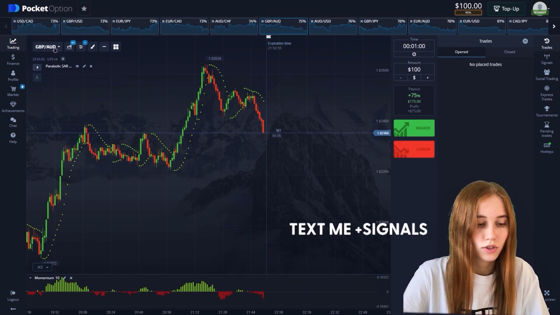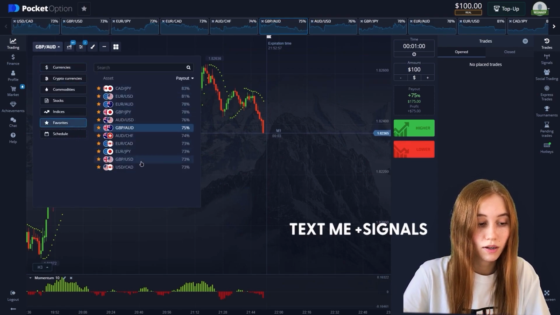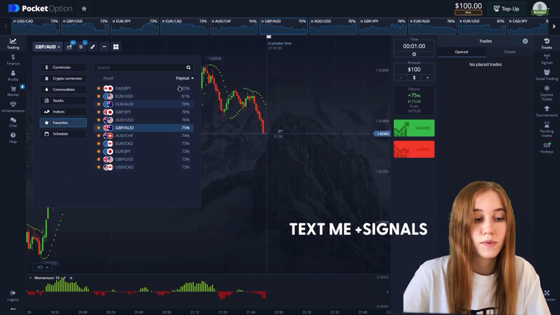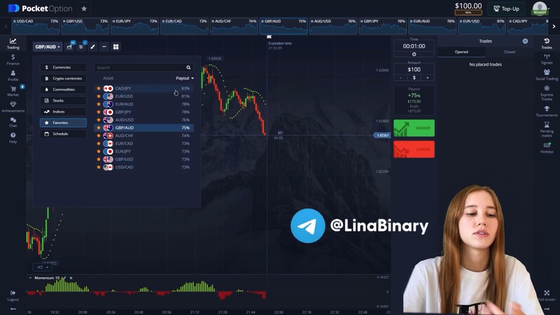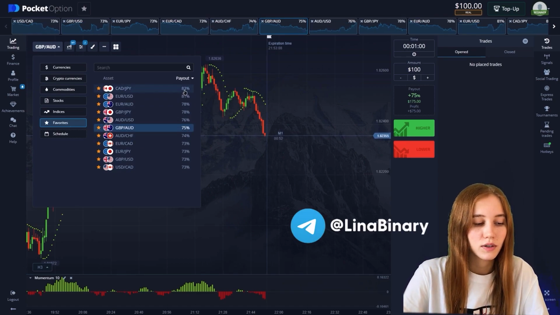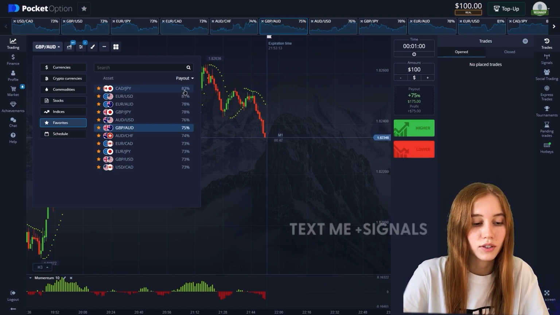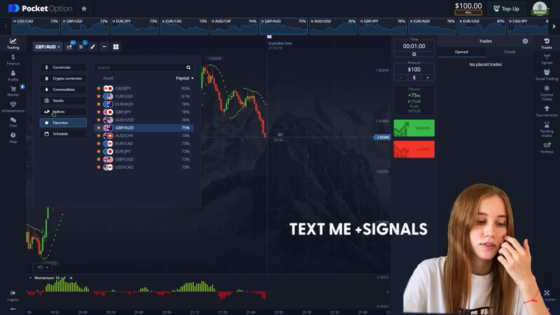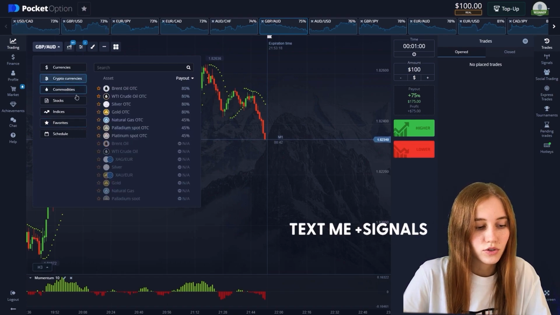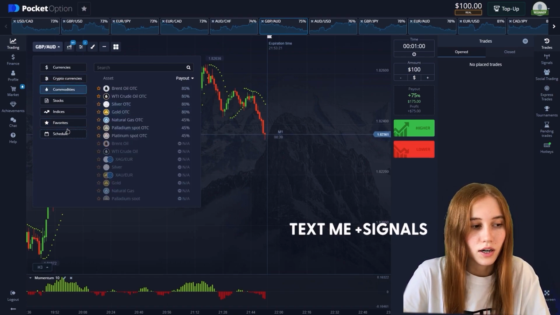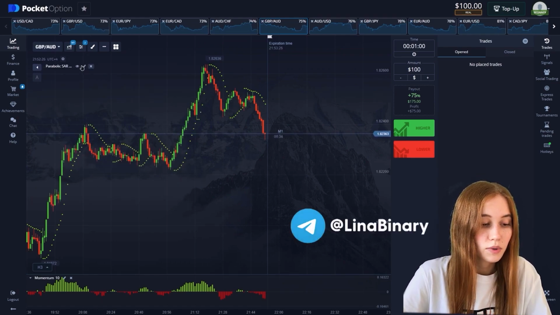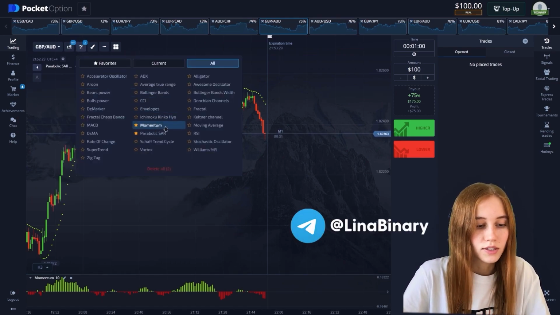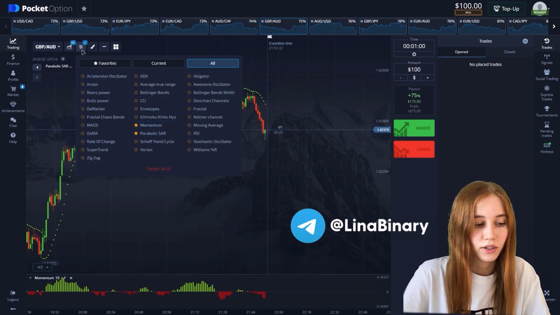We'll also trade on currency pairs. I choose these currency pairs for myself. They suit me perfectly. The payout percentage is above 70 everywhere. For example, if it's 83 and you place a bet of $100 and it comes in, then your profit will be $83. You can also trade crypto, gold, silver, and so on. We'll trade currency pairs. We'll also use two very cool indicators, momentum and parabolic.